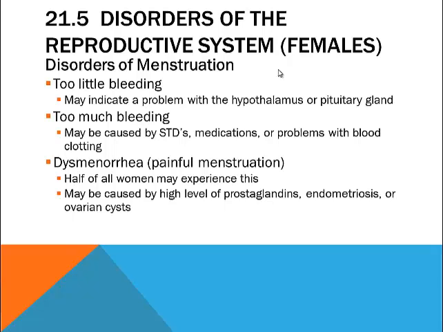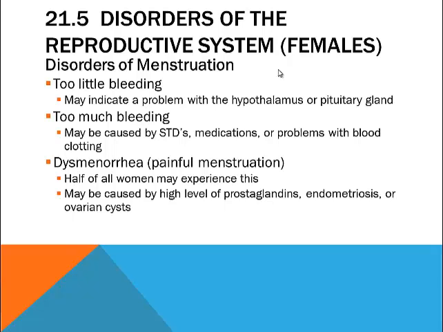Dysmenorrhea, which is painful menstruation, causes agonizing cramps, headaches, backaches, nausea, and is the leading cause of lost time from school or work among young women. It could be due to high levels of prostaglandins, which are hormones that cause uterine contractions, endometriosis, or ovarian cysts. Ovarian cysts are fluid-filled sacs most common during the childbearing years.